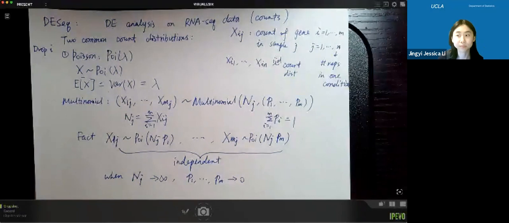But interestingly, in single-cell RNA-seq data, when we use the UMIs, the unique molecular identifiers, to remove PCR duplicates, for those UMI-based data, we see that the Poisson distribution actually fits pretty well. Okay, so I'll leave that to our later discussion, but that's enough for Poisson.